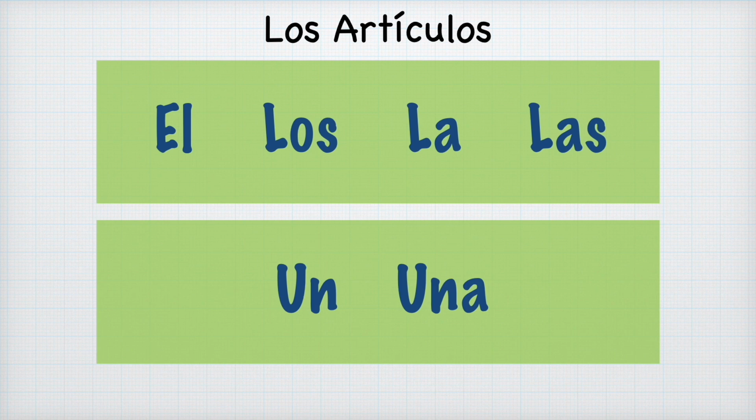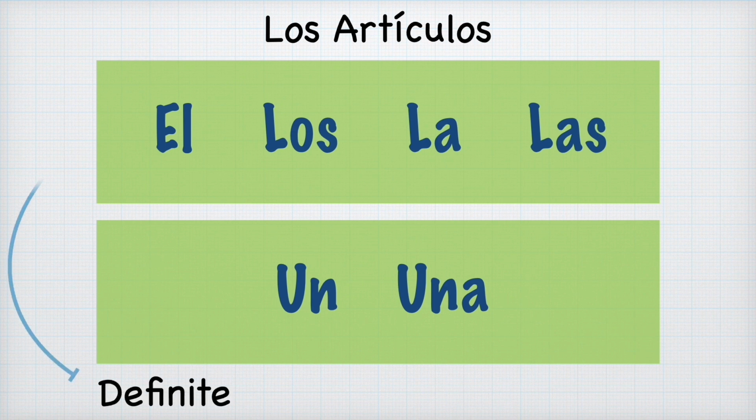We're going to talk about the articles. In Spanish, they are used based on the nouns. Let's look at the definite articles first. For singular masculine nouns, we use el. For plural masculine nouns, we use los. And for singular feminine nouns, we use la. In plural feminine nouns, we're going to use las.